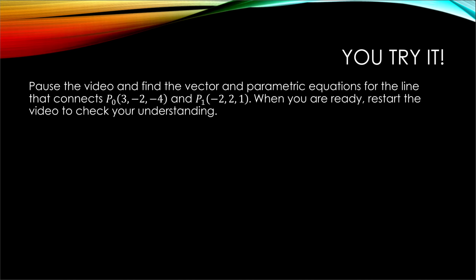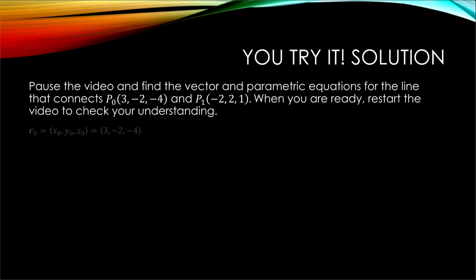So now you get to try it. Pause the video and find the vector and parametric equations for the line that connects the point P0 with coordinates 3, -2, -4, and P1 with coordinates -2, 2, and 1. When you're ready, restart the video to check your understanding.